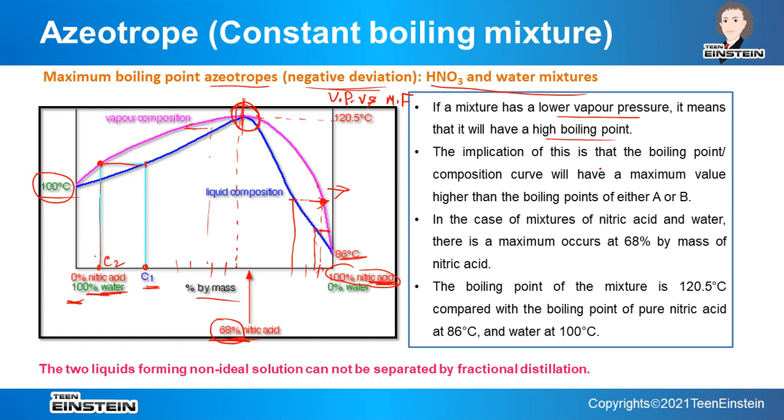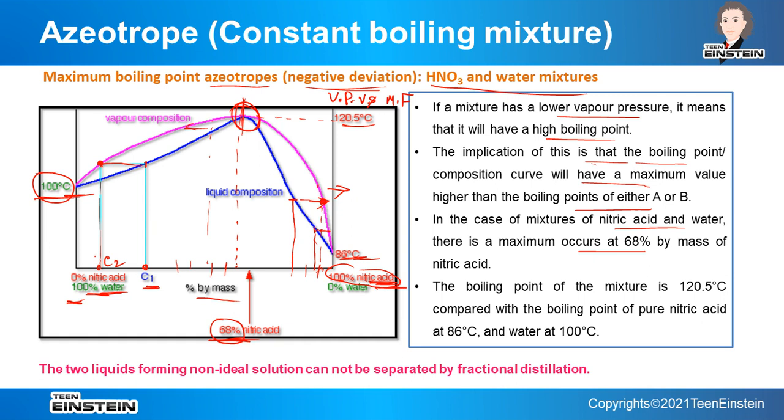So the implication of this is that the boiling point composition curve now will have a maximum value higher than the boiling point of either A or B, that is the boiling point of water or nitric acid. From both these values, the value of 120 degrees is high. In the case of a mixture of nitric acid and water, the maximum occurs at 68% mass of nitric acid, and the boiling point of the mixture is 120.5 degrees centigrade. Okay, so which is higher than these two.